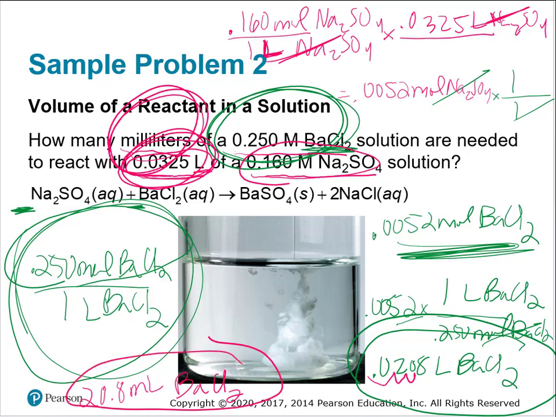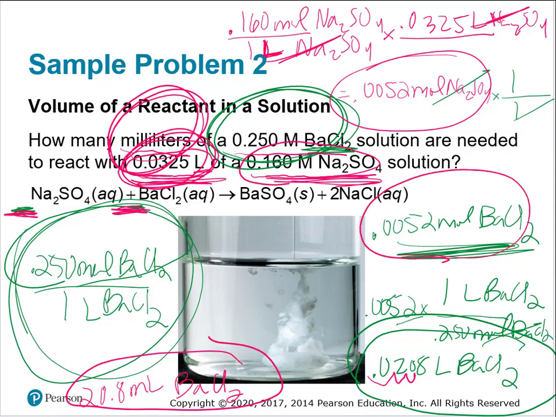Again, what did we do? We were given volume and concentration of one substance. And because I know volume and concentration, I can find moles of that substance. And if I know moles of something, I can go from moles of one thing to moles of another thing. So that led me to moles of barium chloride. And I was given concentration of barium chloride. So I was able to go from moles and cancel out moles to get to liters. And then just multiply by 1,000 to get to milliliters.